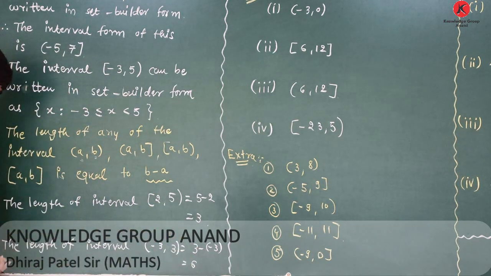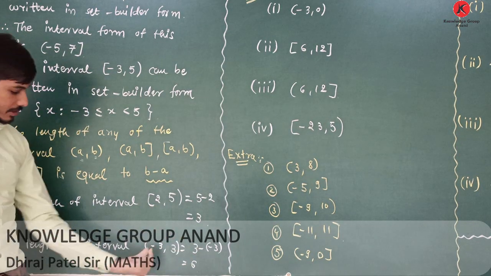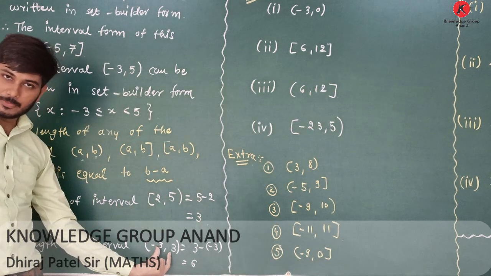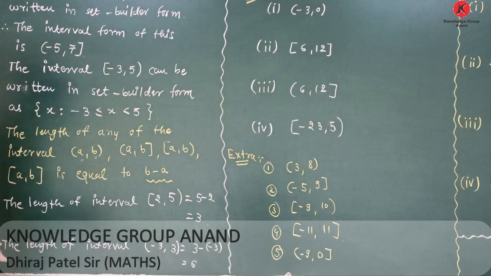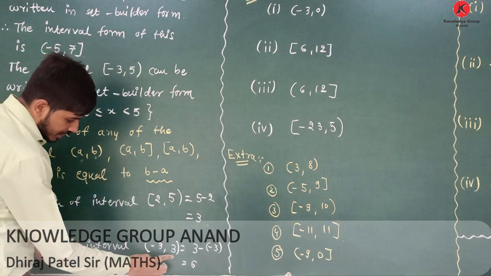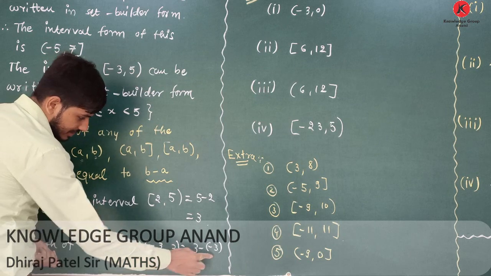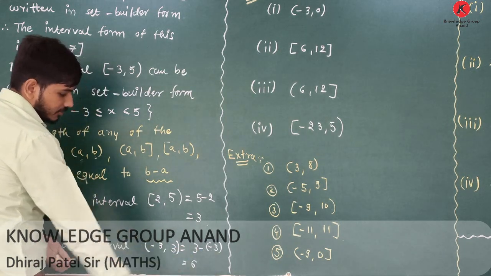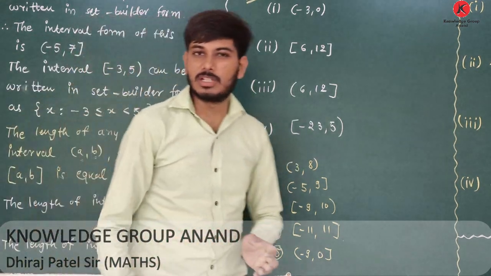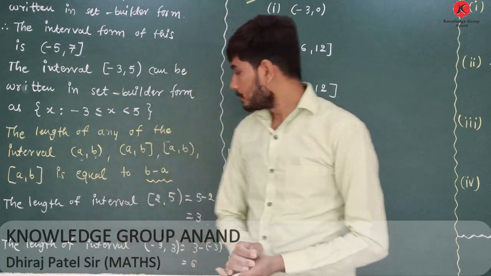The next one, the length of the interval minus 3 to plus 3. Here minus 3 and plus 3 are both excluded, not included. The length is b minus a, which is 3 minus minus 3, that is 3 plus 3, which equals 6. The length of an interval is a small topic.